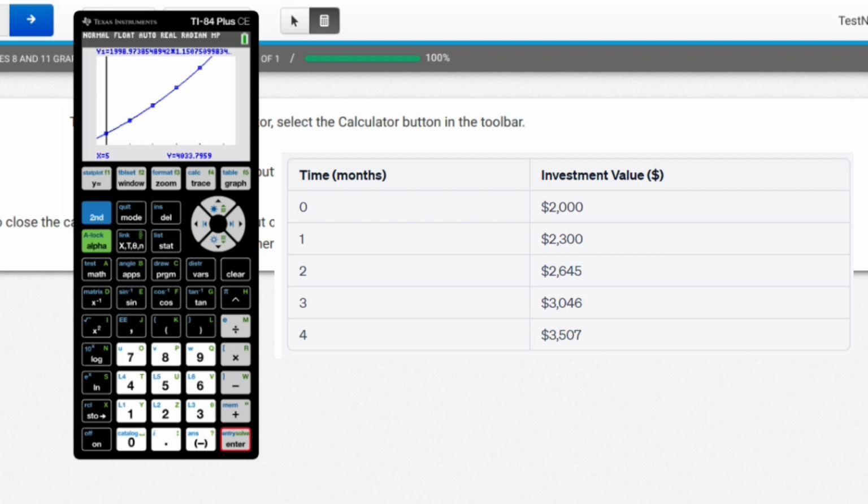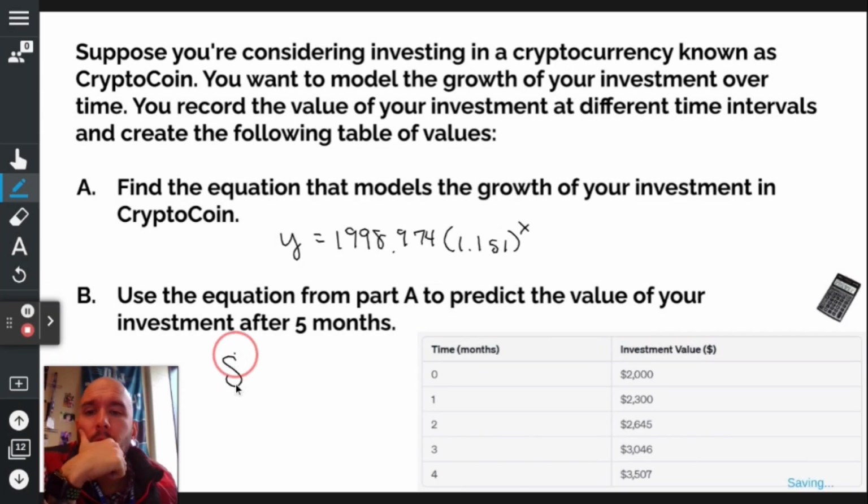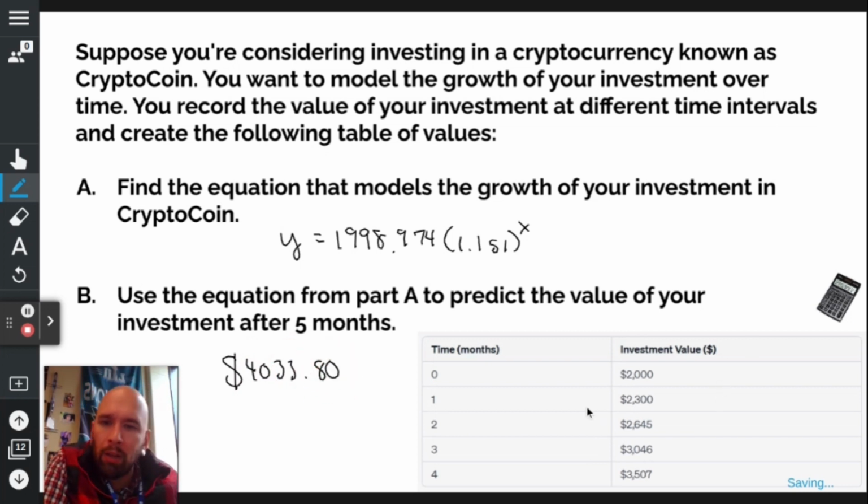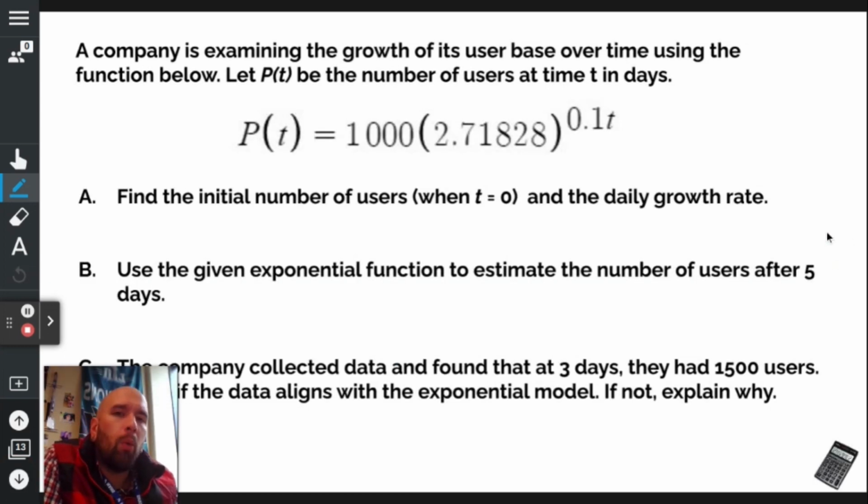What are we talking about? Money here? So let's round this to the nearest cent because that would only make sense. $4,033.80. And so what I get is $4,033.80. So this crypto coin, I started out with 2,000 and 5 months later I made over 2,000 bucks. Wow. If there's anything I learned from this problem, it's that you can't go wrong with cryptocurrency. Hopefully you're not watching this in the near future and everything is falling apart.